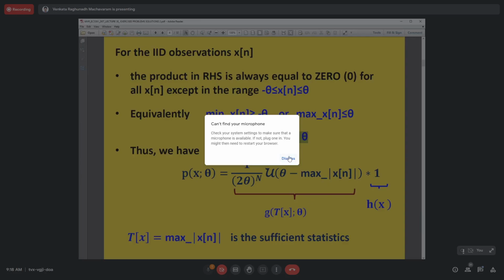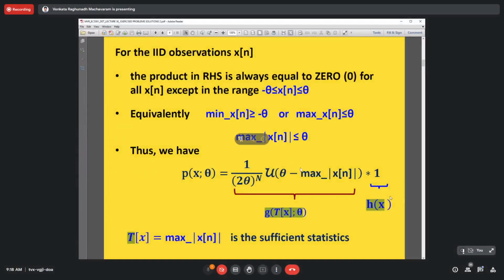So it is g of t of x, theta, multiplied by h of x. You have converted this into a product. Therefore, t of x is this function, maximum of x of n, theta minus t of x. So this is the maximum of the absolute value of x of n. So this is the sufficient statistic because you could write the distribution function into this form, g multiplied with h. Here h is assumed to be 1 because there is no xn here.